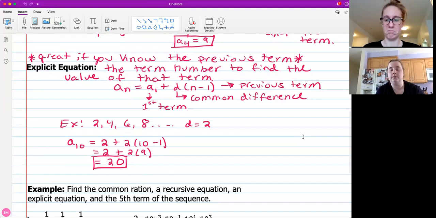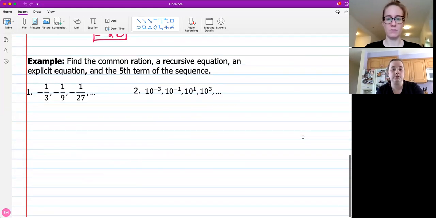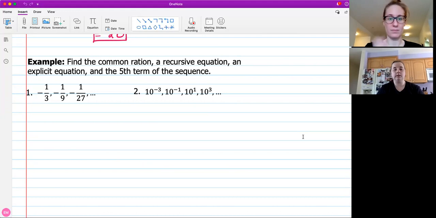Anything to add to that one, Miss Leslie? Nope, I think that one's pretty good. You guys should have seen a lot of the explicit equation last year in Algebra 2. We kind of focused on that one the most. So hopefully that one seems pretty familiar to you guys. Sweet. Okay, so I do have a couple examples, just really quick, so that you guys can see a few of them worked out.